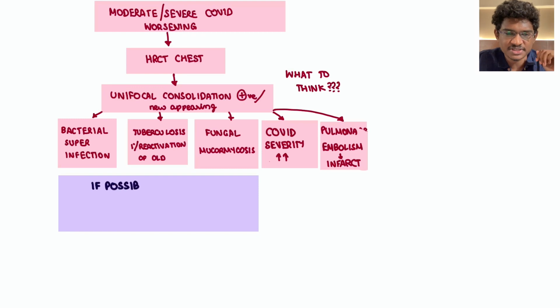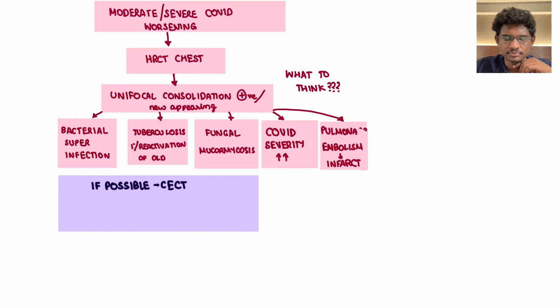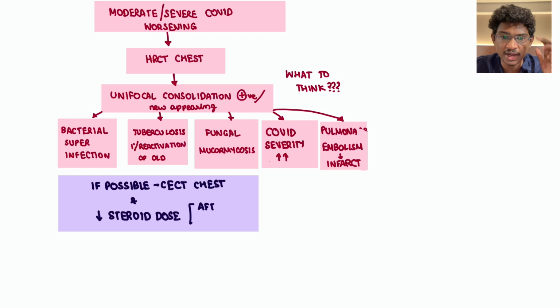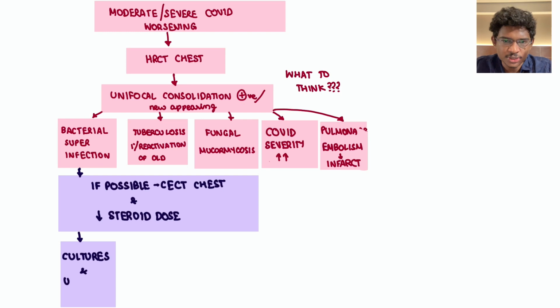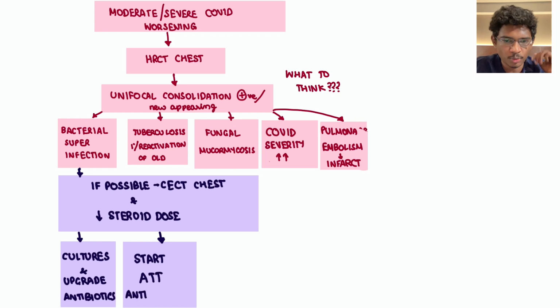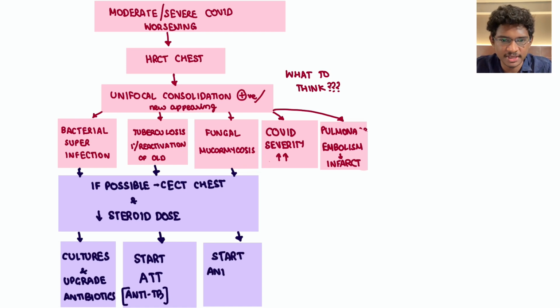So in these specific settings, how should I proceed? Now, how does this report help me? If I find that it is due to some superadded infection, then I should obviously decrease the dose of steroids and consider a contrast CT scan, CECT chest. If it is due to bacterial infection or lung abscess, then I will get a culture sensitivity done. Then we can up-titrate the antibiotics. If it is due to tuberculosis, we should start anti-tubercular therapy. If it is due to fungal infection, then you should start amphotericin B or corresponding antifungals.